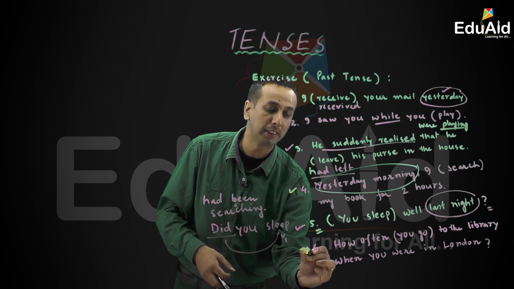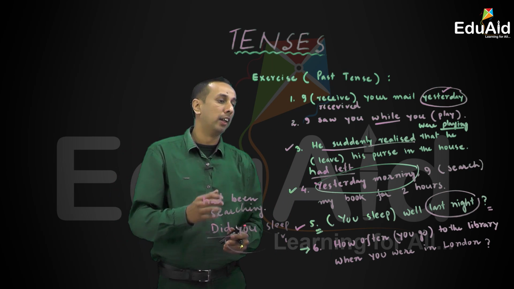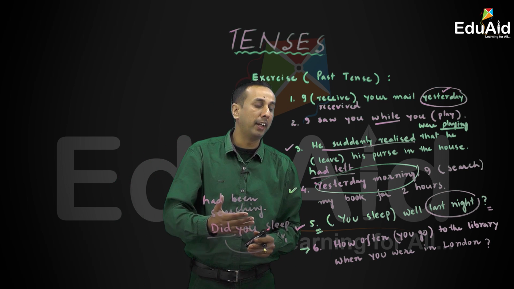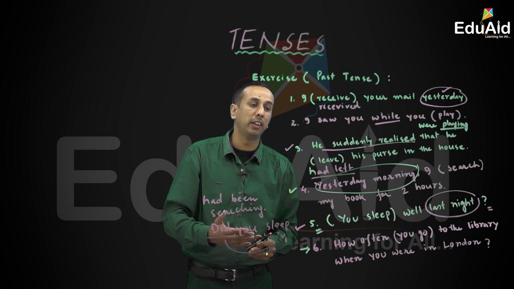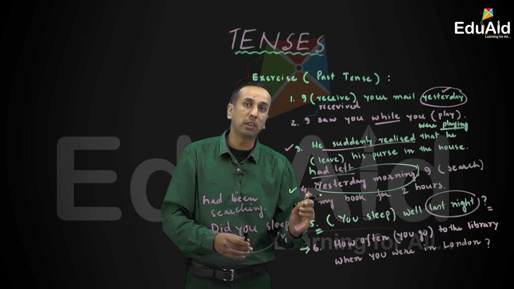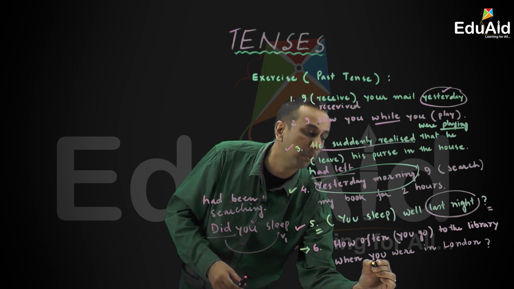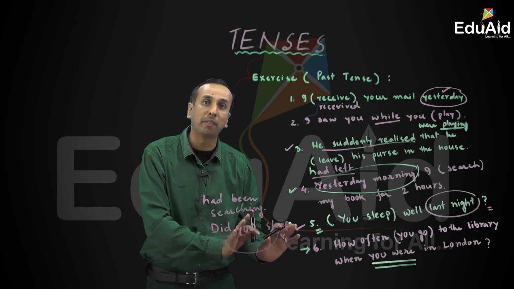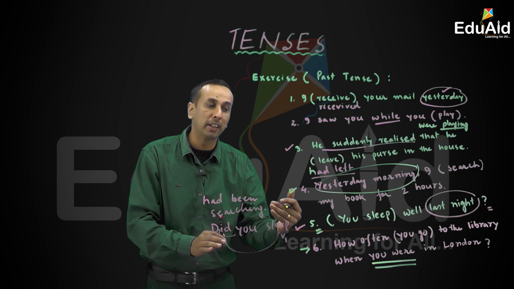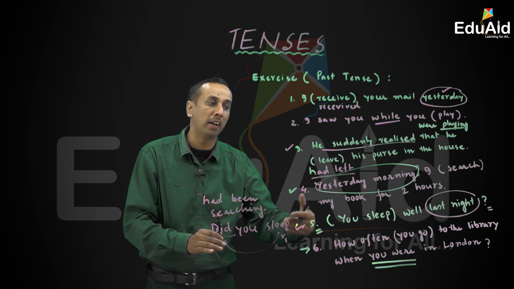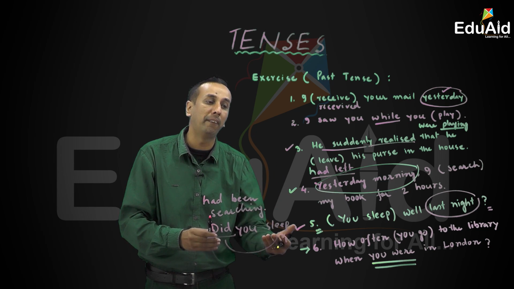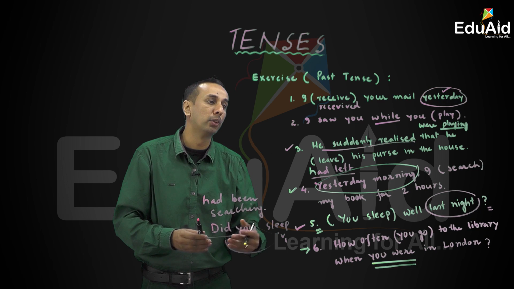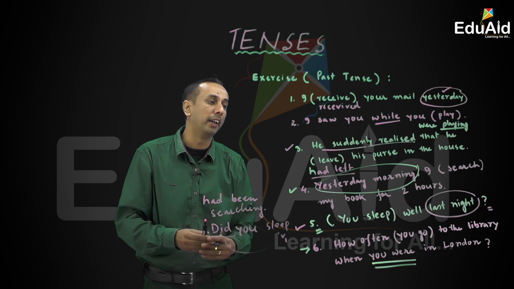Come down to question number 6. How often you go to the library when you were in London? The clue about time is when you were in London. When you were in London, but right now you are not in London. The speaker is trying to say how many times you went to the library, a past habit. How often you go to the library when you were in London.